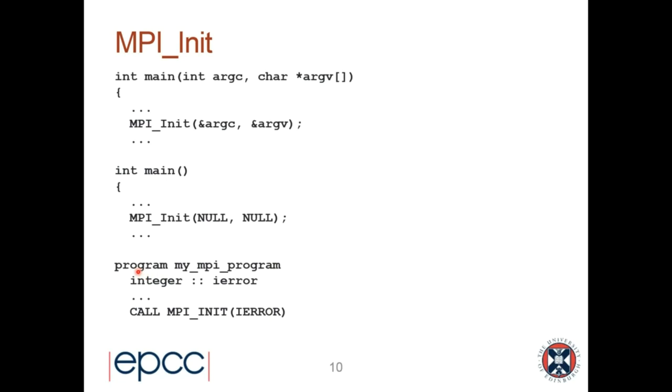In Fortran, it's a bit simpler. Program my MPI program, integer ierr, call MPI init ierr. In Fortran, you cannot omit the ierr argument even though you never look at it. So that's how you initialize MPI.